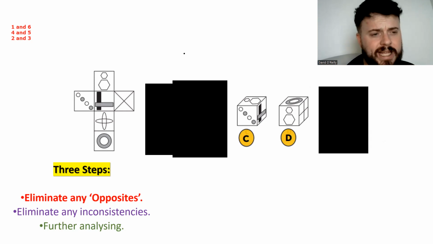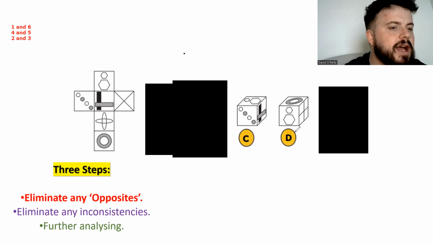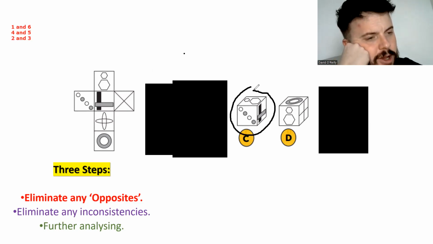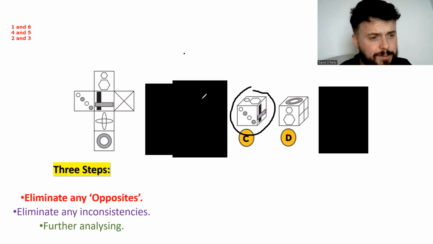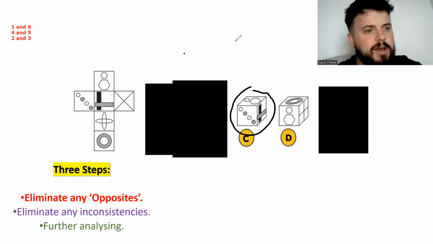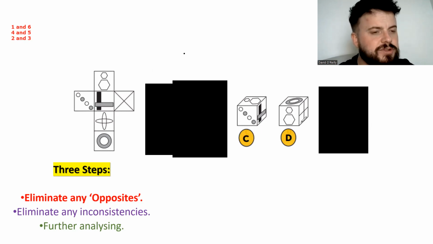Well, let's see if we can eliminate any inconsistencies first. So, does everything on this cube appear on this net? Yes, it does. Okay, so we can't eliminate this option based on step 2. It's not inconsistent. However, let's look at option D. Does it have any inconsistencies? Yes, it does.